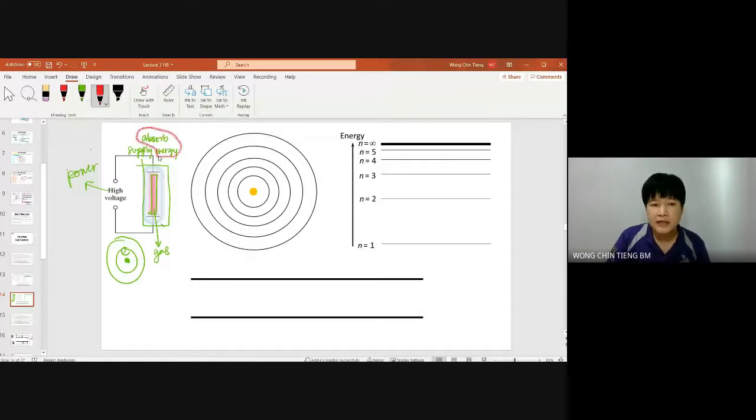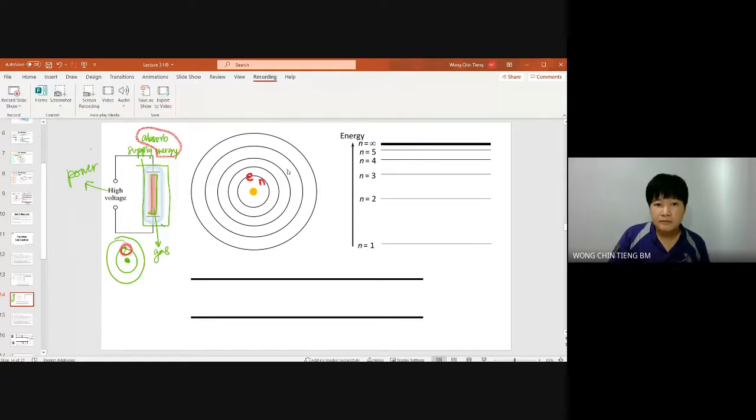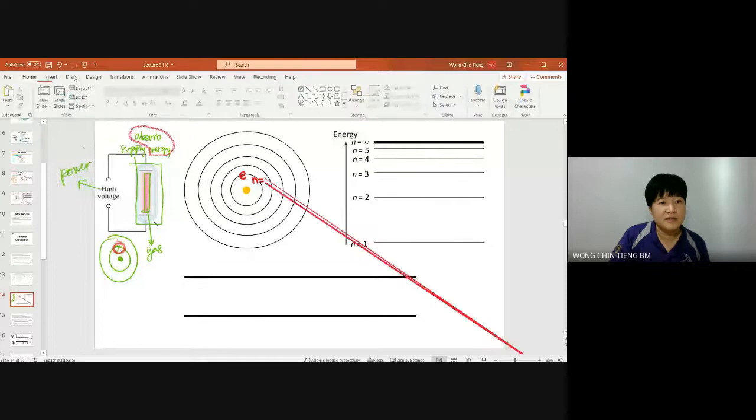The electron will absorb the energy. And what happened when the electron absorbed the energy? The electron just now could be at n equals to 1. Alright? The energy is at n equals to 1.